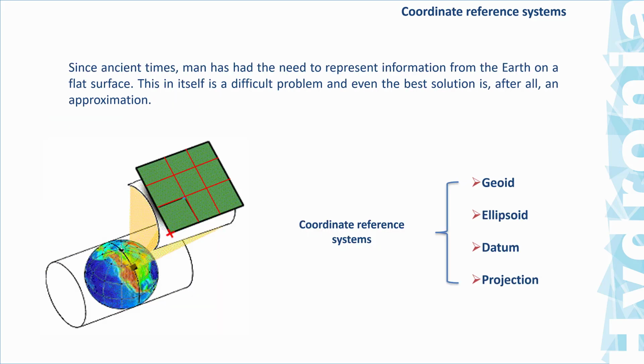We're going to be looking at ways to represent the Earth's surface in a way that is practical for model use in particular. And for that, we are going to look at some concepts that are key in that type of representation: geoid, ellipsoid, datum, and projection.